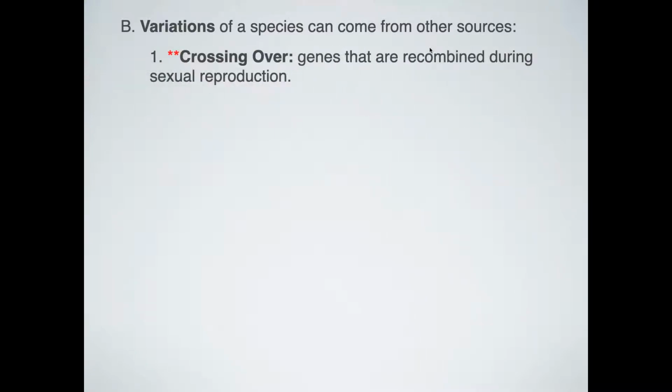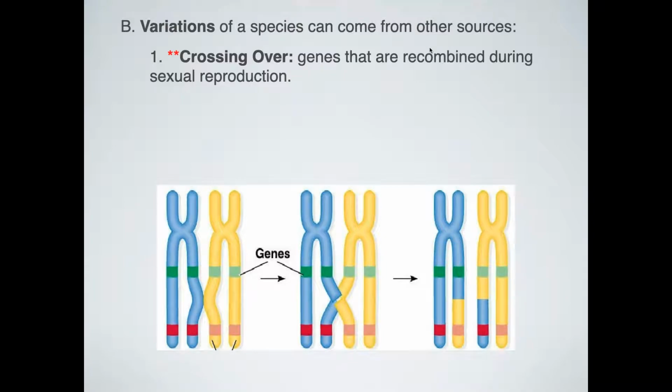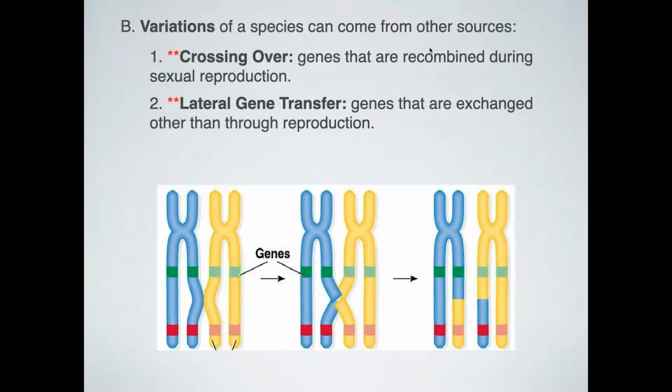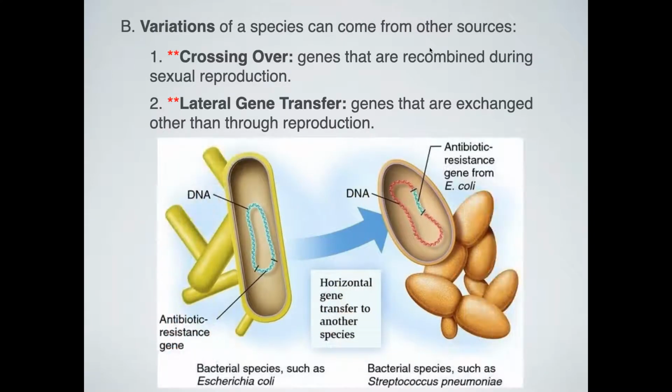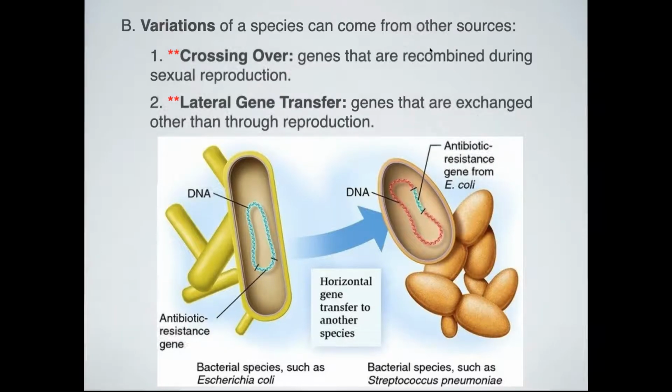Okay, crossing over, which we talked about when we were going over meiosis, which is just the recombination during sexual reproduction, that can lead to variations. There's lateral gene transfer, which is when genes are exchanged by means other than reproduction. It happens a lot between different types of bacteria, even. And that was evidenced in good old Frederick Griffith's experiment with the pneumonia causing bacteria in the rats that he was injecting. Lateral gene transfer was actually what he was seeing there.